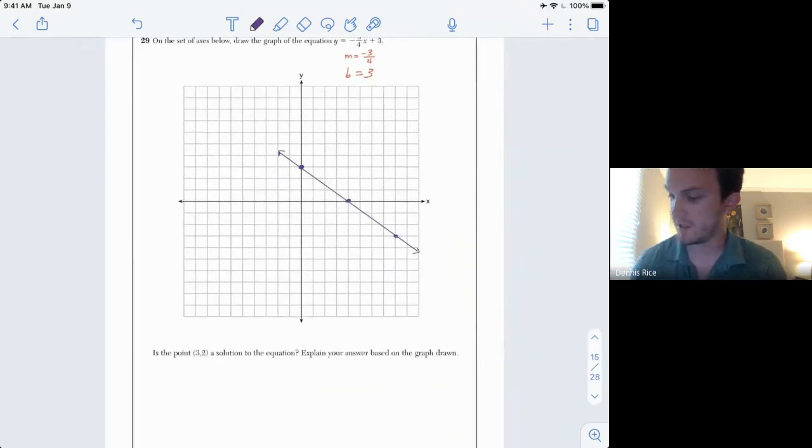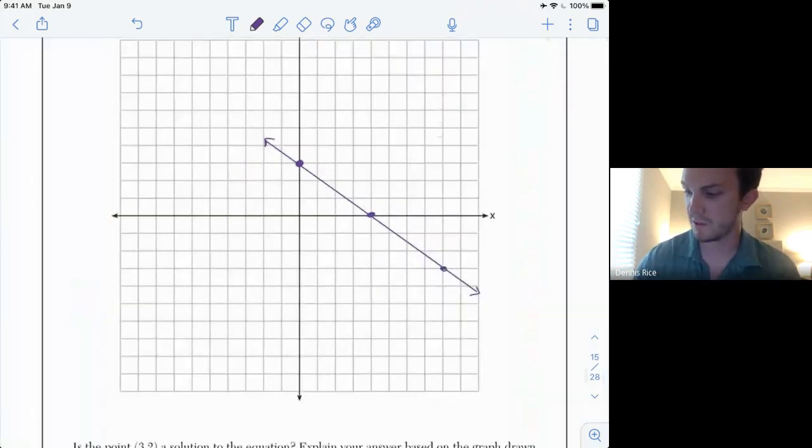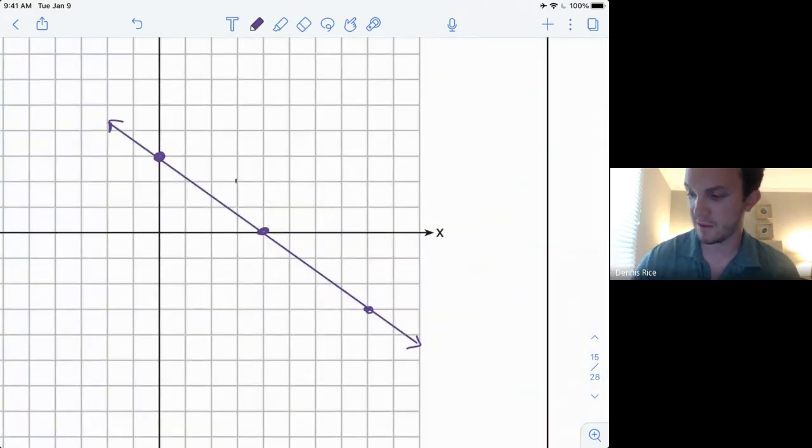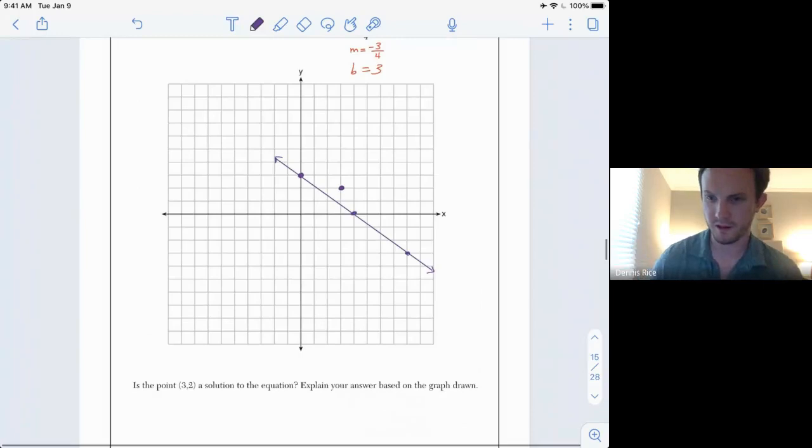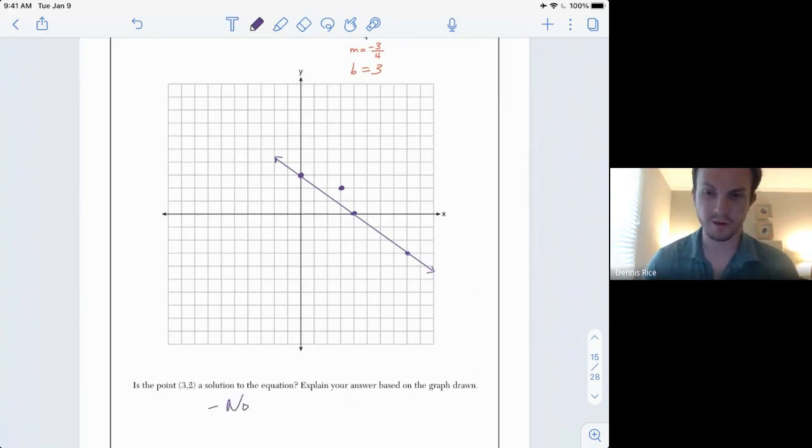Is the point (3, 2) a solution, and then it says explain based on the graph you drew. So let's plot it, not that you have to do this. Is (3, 2) a solution to the equation above? What do you think? No, still didn't get credit. We'll just verbally explain it. What do we think?